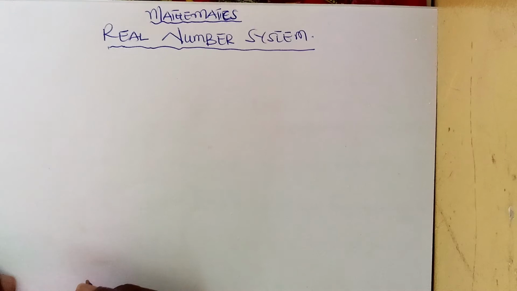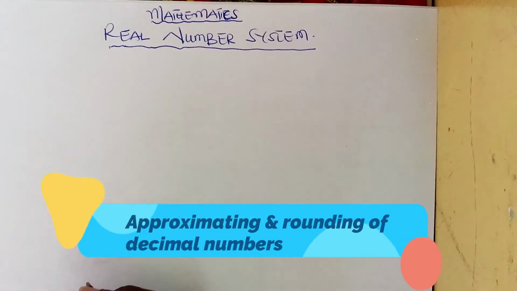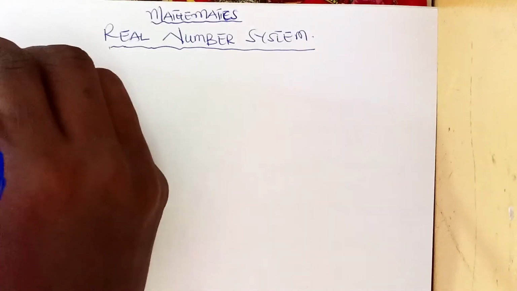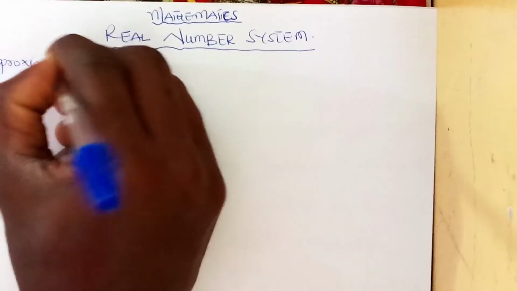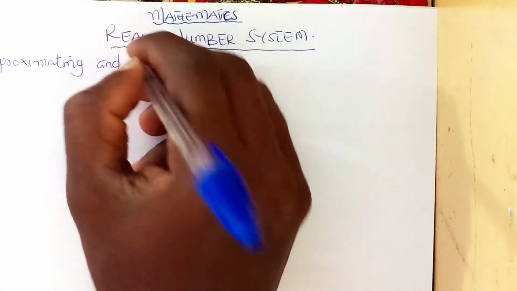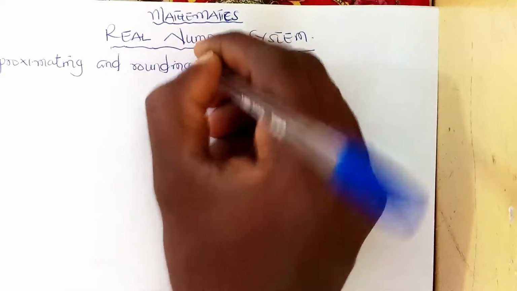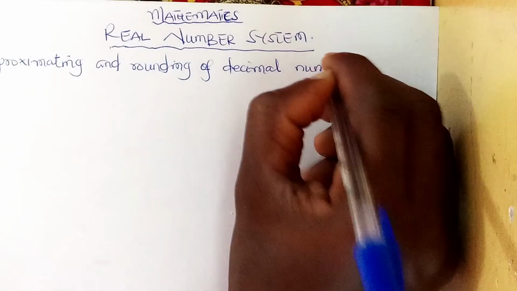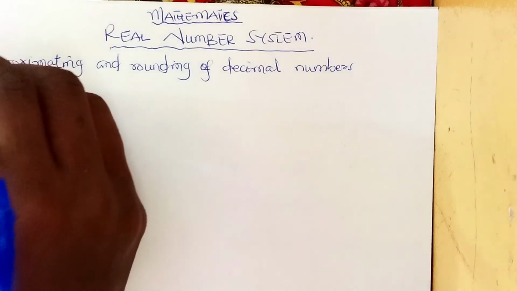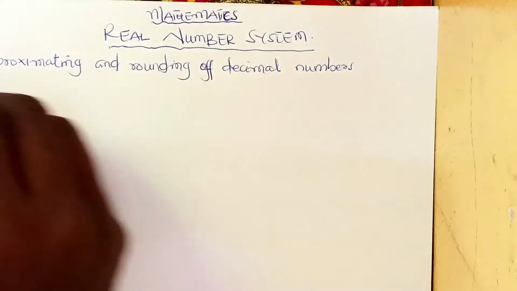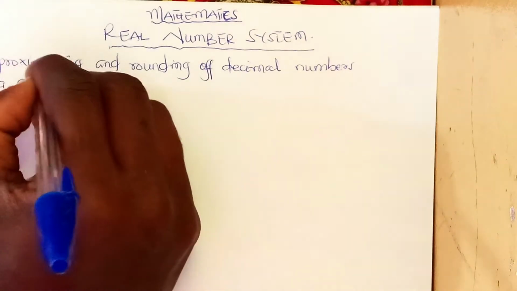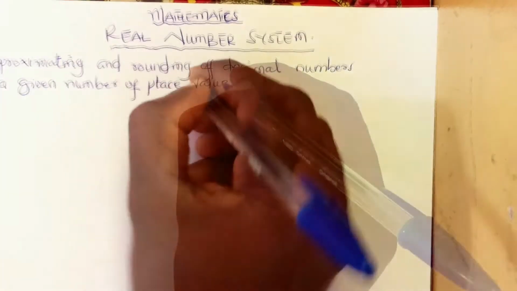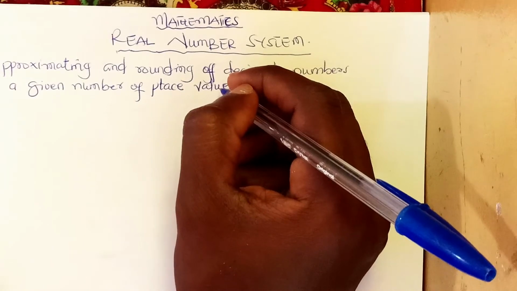I'm Aaron. Today we'll be starting with approximating and rounding of decimal numbers to a given number of place value. So approximating. Rounding. Okay, we are going to be starting with rounding of numbers to their different places.